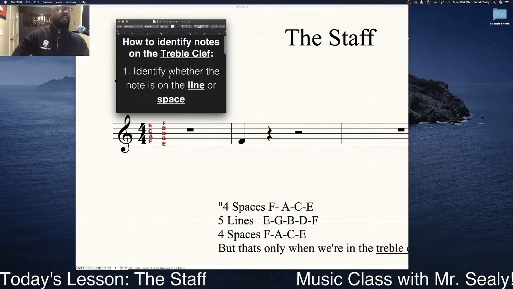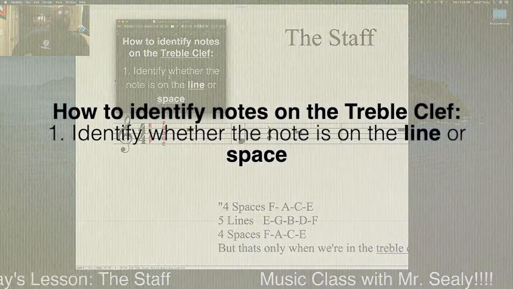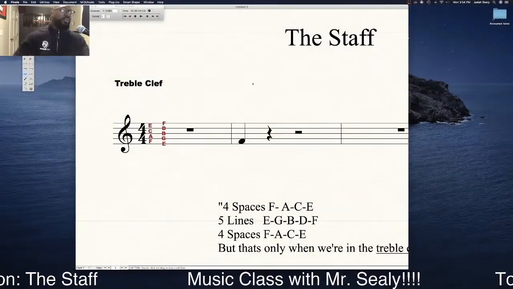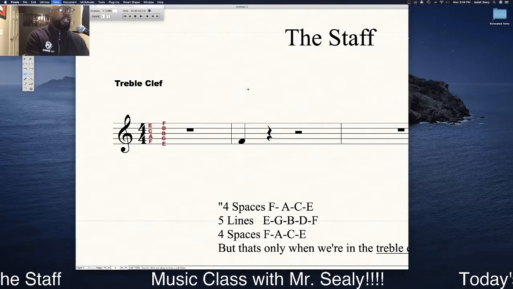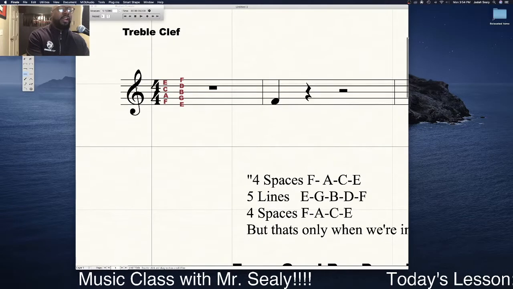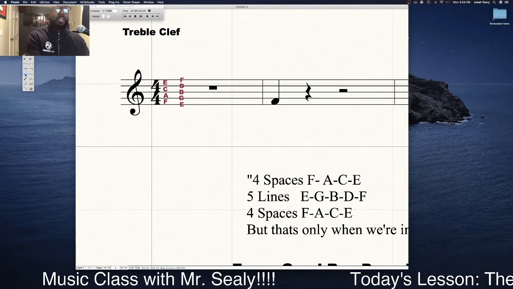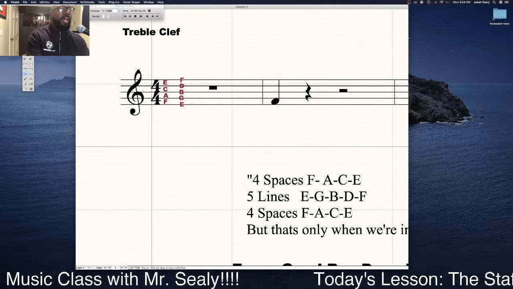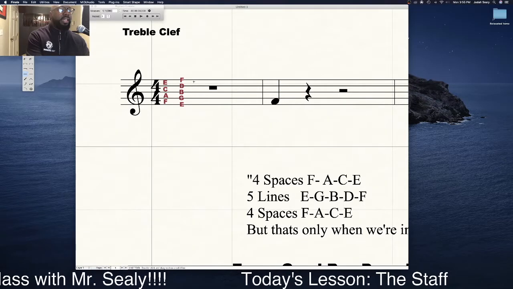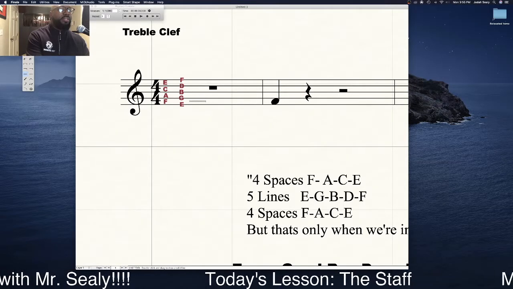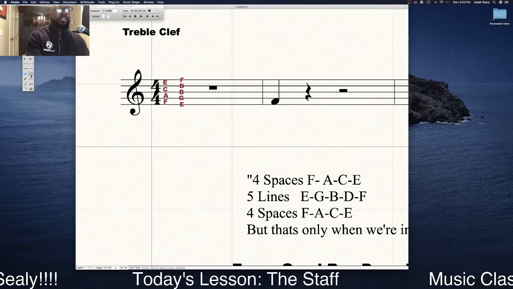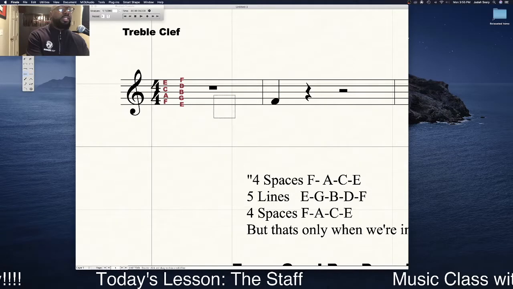Okay, back to the staff. So we already said one of the first steps of how to identify notes on the treble clef is identify whether the note is on the line or space. What does line or space mean? Well, if we look here at our staff, let me zoom in a little bit more, we see that there are lines, and we see that there are spaces in between those lines, like here, here, here, here, and so on and so forth, okay?